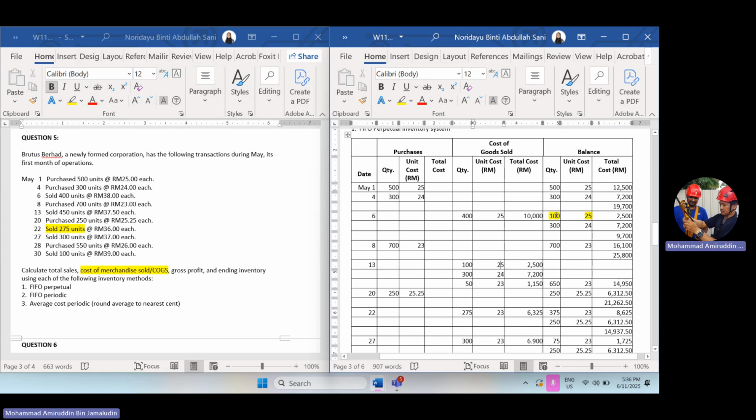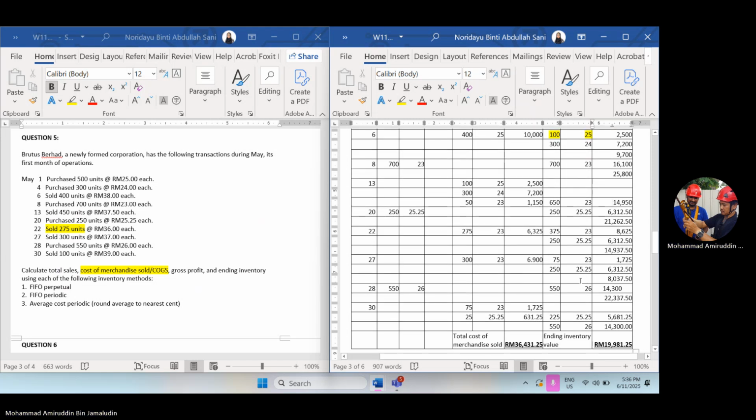Wrong. 100 in stock or in balance or whatever. Store. Just now I use the word store. 100 in the store. I sold 100. 0. 300 in the store. I sold 300. 0. 700 in the store. I sold 50. So what's left? 650. Then multiply this value. So we get this much.